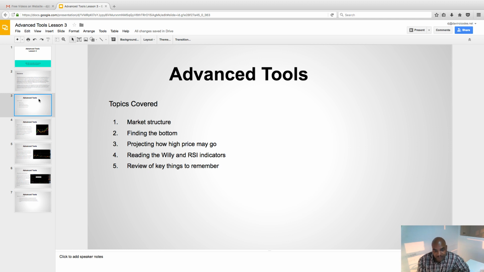Now, what we're going to talk about is market structure, finding the bottom, projecting how high price might go, and reading the Willie and the RSI indicators, and a review of key things to remember in today's class. So today's class is probably going to be really short, but you'll have a lot of information that you can use to help you plan your buy orders at the end of the day, and where you could expect the price to go and how much money you could possibly make.